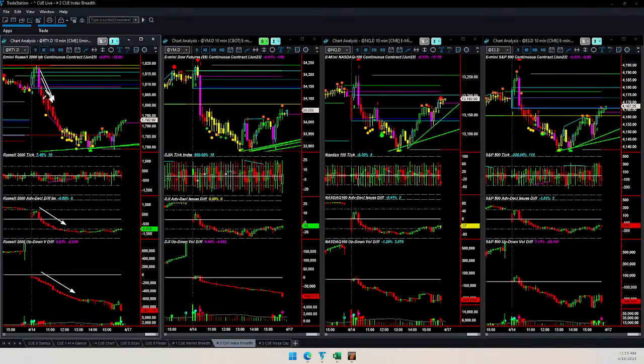So I would have shorted Russell 2000, and the risk could be from the entry point to the stop loss. At the lowest point, the reward was much more than that. So you could have a profitable trade in Russell 2000 futures. I wouldn't short the other futures because if I am shorting, I want to short the weakest ones.